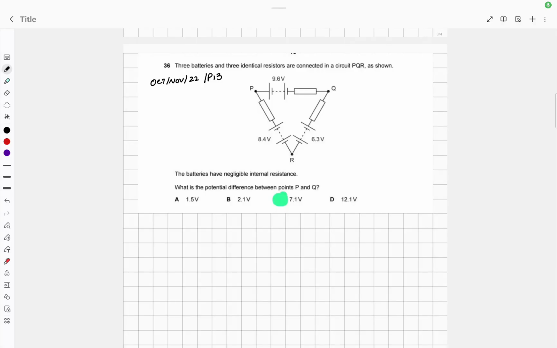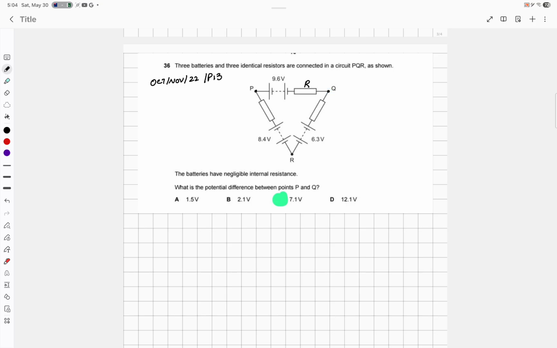Assalamu alaikum. Another question related to Kirchhoff's law, and this time you have three batteries with three identical resistors connected as shown in the diagram in a triangular way, and you can consider them like connected in series. It's a closed loop, by the way. The batteries have negligible internal resistance, but a resistor R is connected like this. What is the PD between the point P and Q?